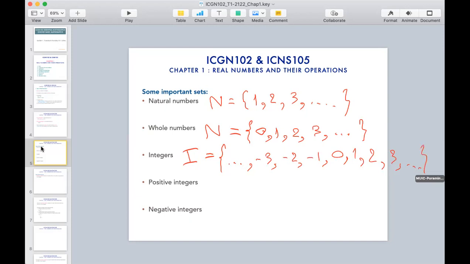So these are all the integers, including negative integers, including 0, and including positive integers. While for the set of positive integers, we may use I plus equals 1, 2, 3, 4, and so on. That's positive integers only. While the negative integers are a set of the values that are all negative.